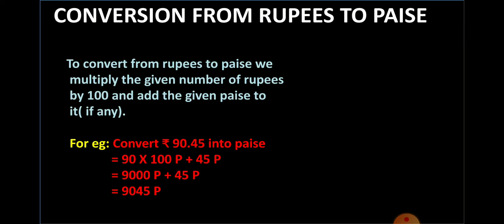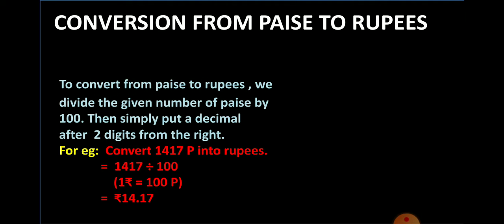So what we will convert here is 90 rupees into paise. So we will multiply 90 by 100 paise. We will get 9000 paise plus 45 paise, and hence our answer will be 9045 paise. Conversion from paise to rupees. To convert from paise to rupees, we divide the given number of paise by 100.